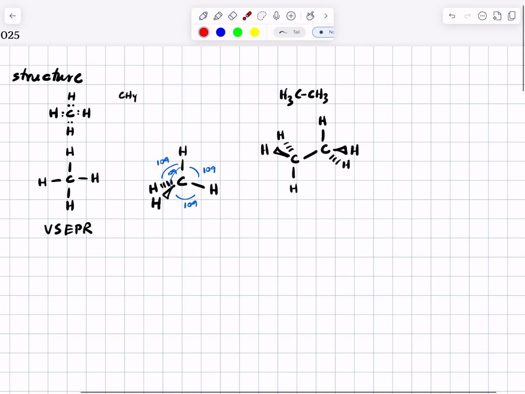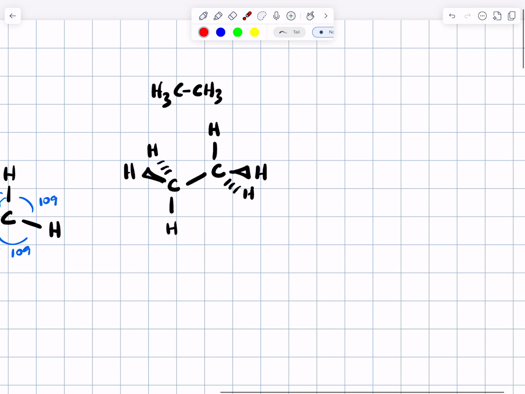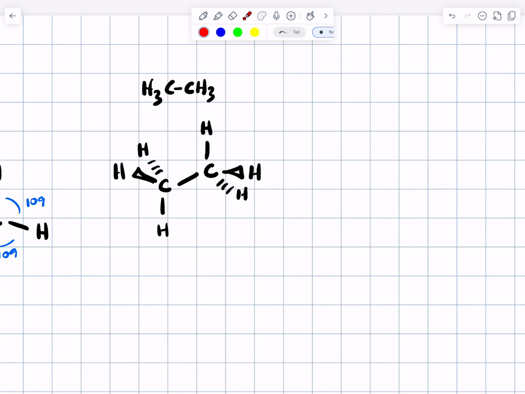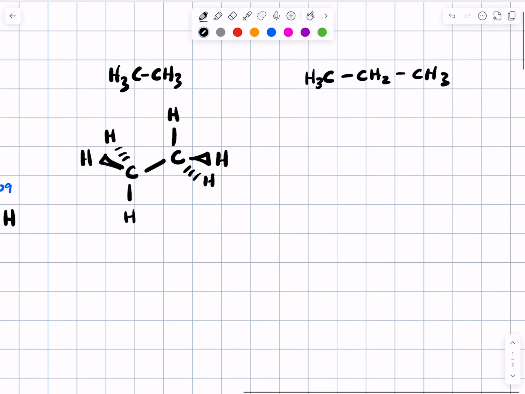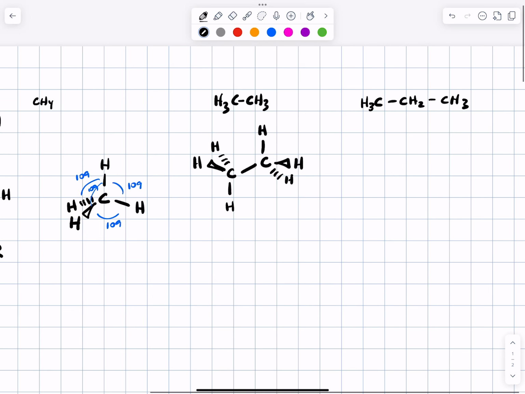Oh, it's coming. Okay, what if it were 3 carbons? What if we did a molecule that was CH3, then CH2, then CH3? As molecules get bigger in organic chemistry, we get lazier. So I could draw this structure as follows, with all the carbons and the hydrogens shown.